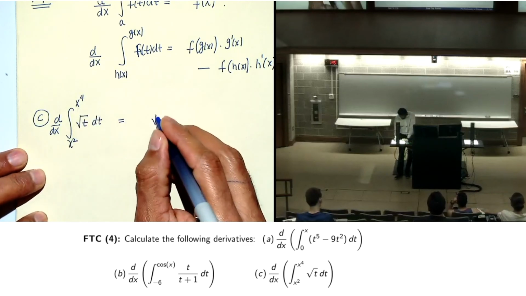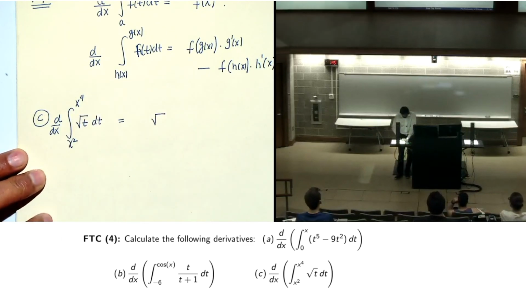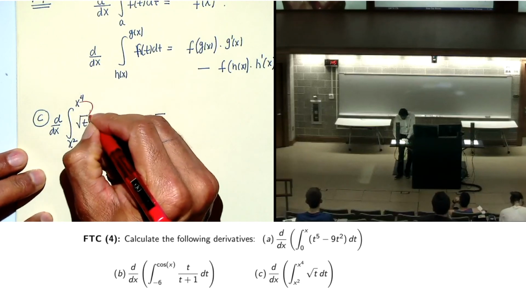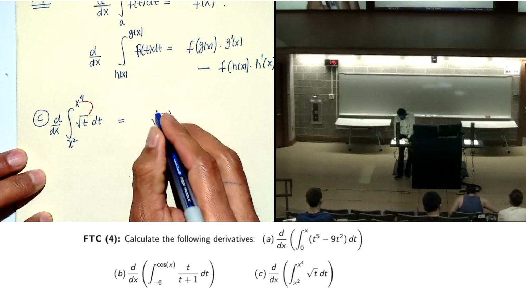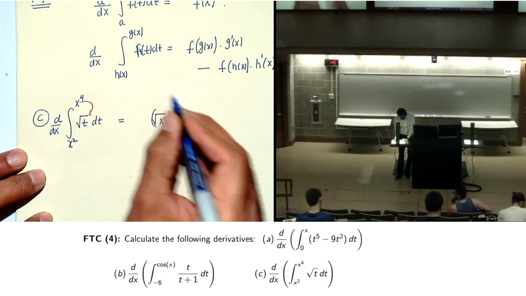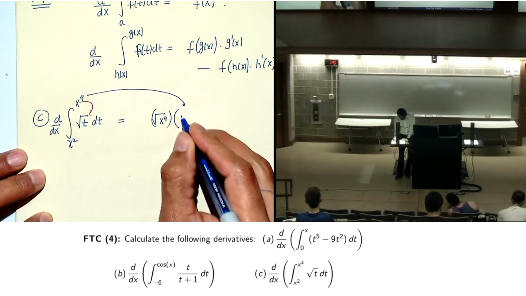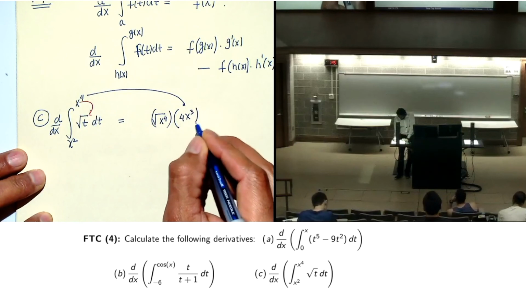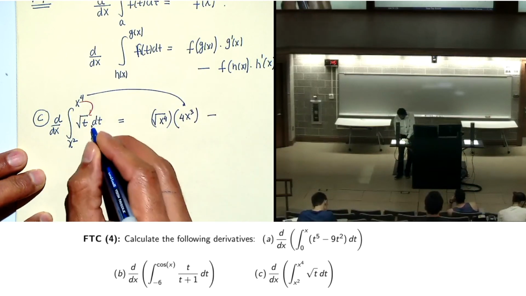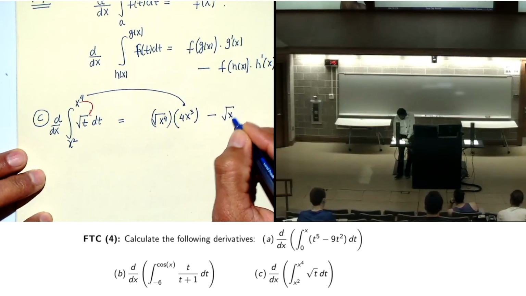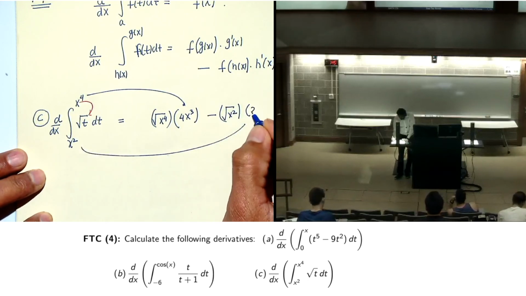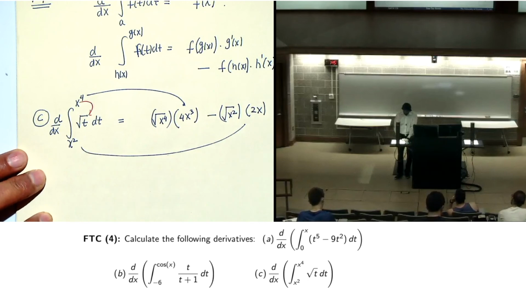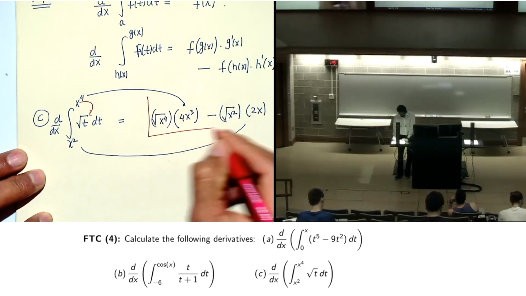It will say f of x to the 4 goes inside this function, so it becomes square root of x to the 4, and then the derivative of the upper limit goes here, which is 4x cubed, minus then x squared goes inside the function, and its derivative goes here, which is 2x. That's all you need to do.